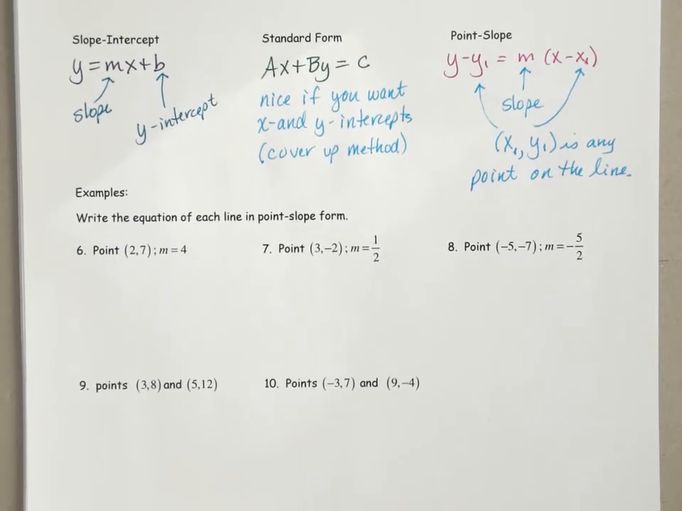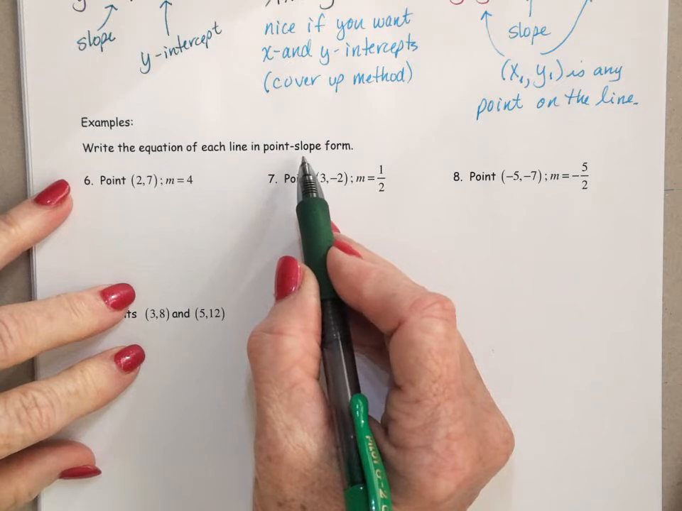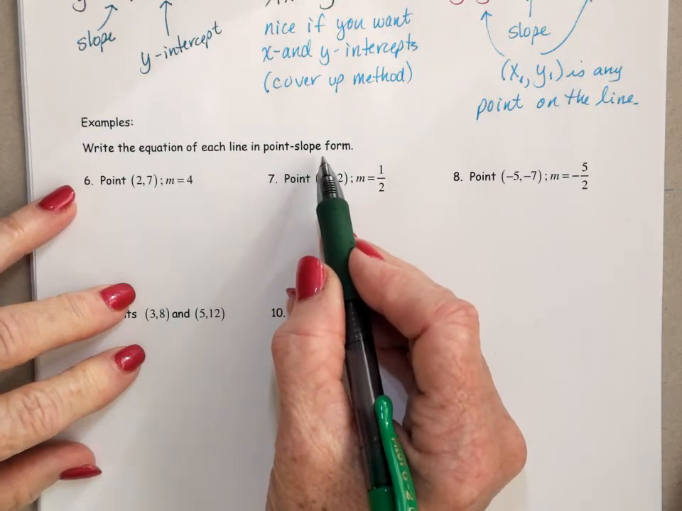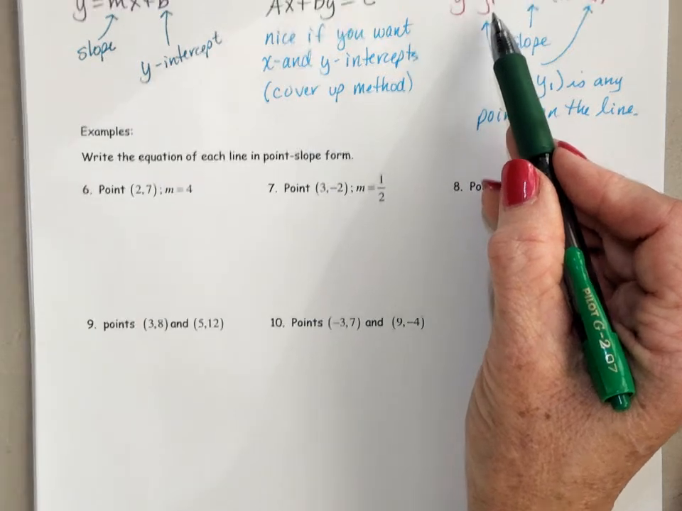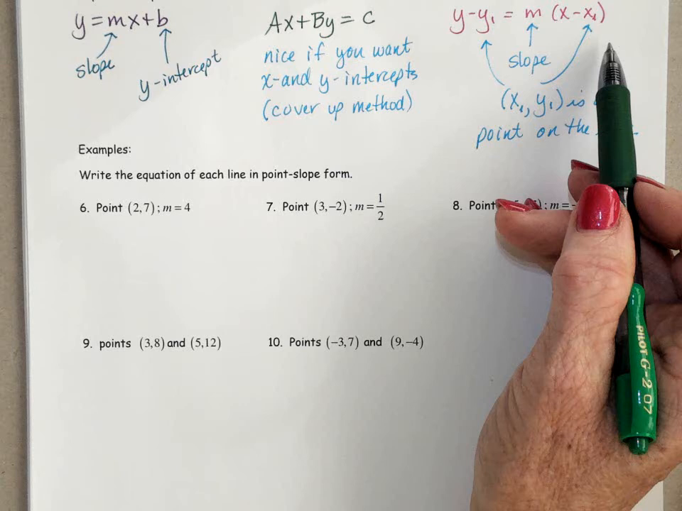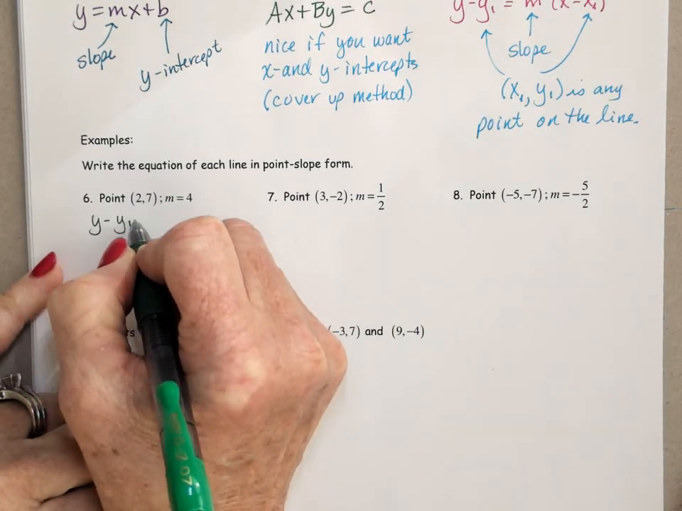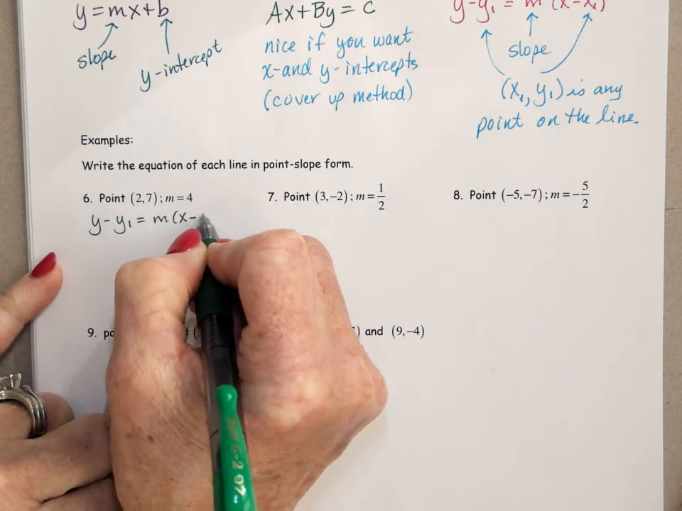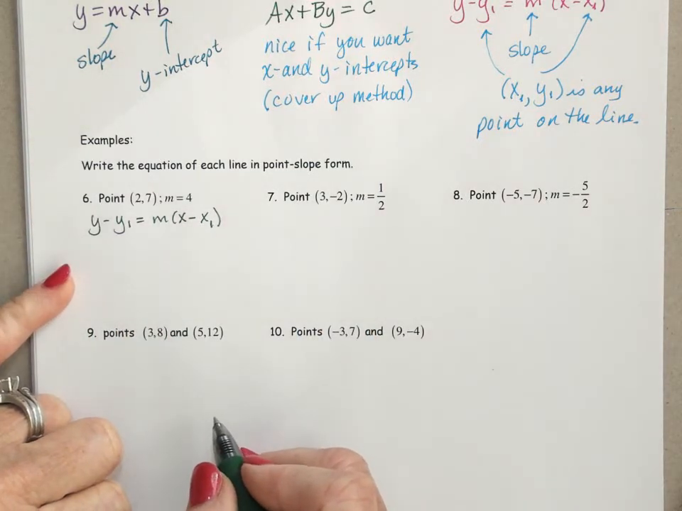Looking through some examples here, I want you to write the equation of each line in point slope form. So we're starting with this form up here that's just off the screen. There it is. y minus y sub 1 equals m times x minus x sub 1. So I'm going to start first. y minus y sub 1 equals m times x minus x sub 1. I'm writing the formula, and then I'm going to fill in the stuff I know.